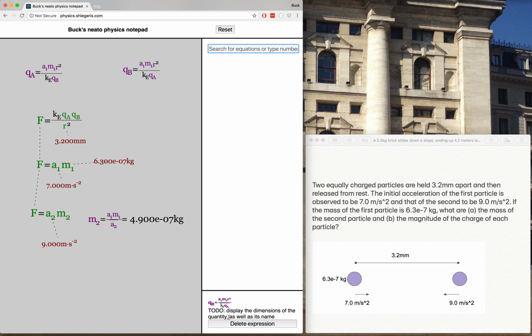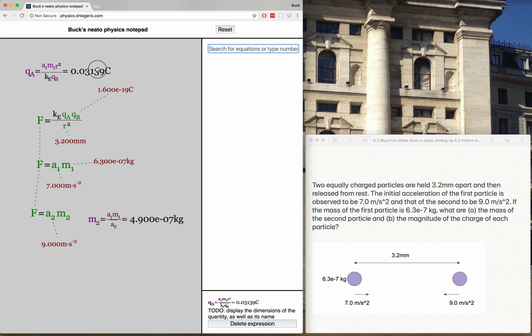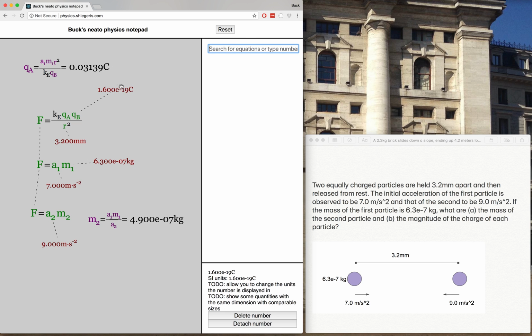But that's fine. Let's solve it for some fun cases we invented ourselves. To start with, let's assume that the second charge is an electron and see what that tells us about the charge of the first. An electron has charge 1.6e to the minus 19 coulombs, and if we sub that in, we see that our first particle has a much larger charge in coulombs. That makes sense. Note that these numbers are very different.